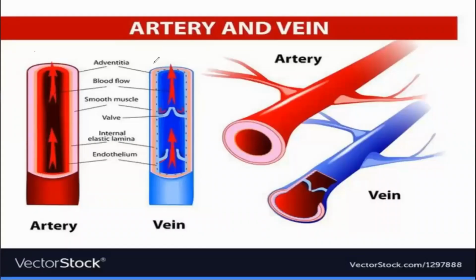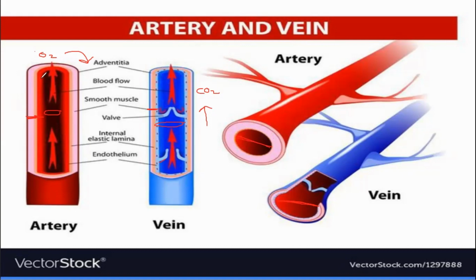So once again, let's see what differences we have between arteries and veins. Arteries are thick walled. You can see this wall, and veins are thin walled. Arteries carry oxygenated blood. Veins carry deoxygenated blood. Arteries carry the blood away from the heart. Veins take the blood back to the heart. Arteries have a small lumen. Veins have a big lumen. See, this is the lumen. Veins have a very big lumen because they are thin walled. Arteries have a small lumen.